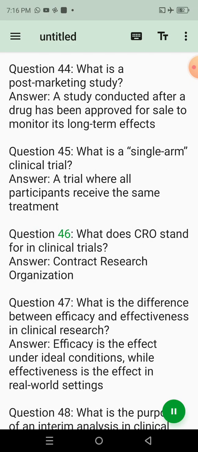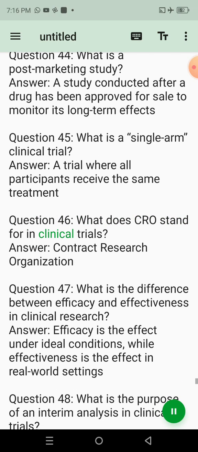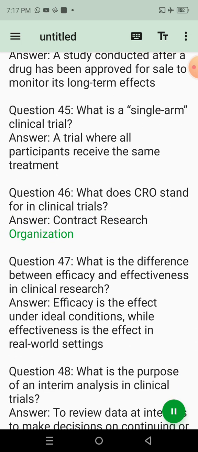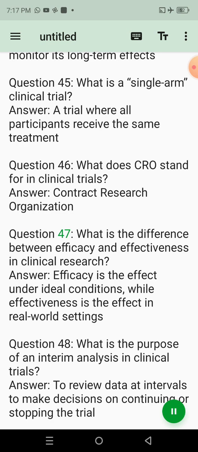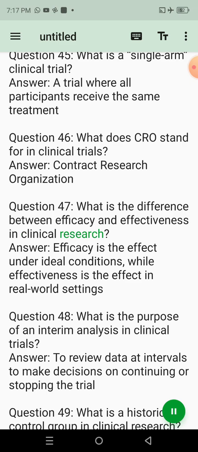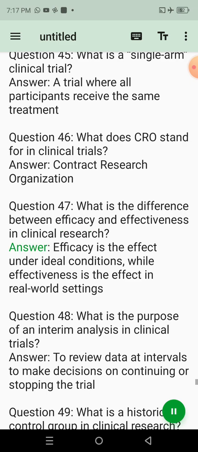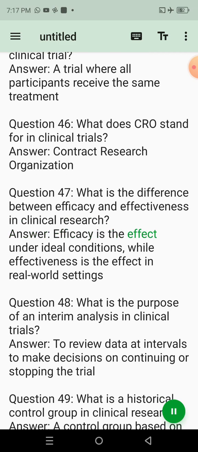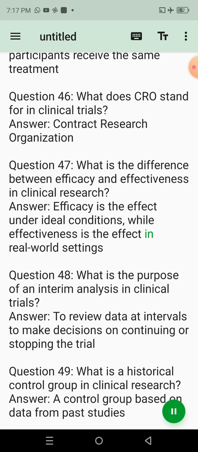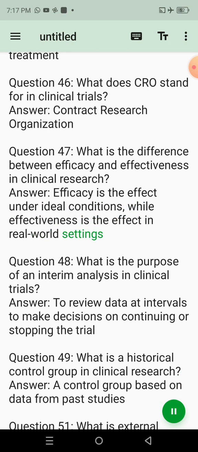Question 46. What does CRO stand for in clinical trials? Answer: Contract Research Organization. Question 47. What is the difference between efficacy and effectiveness in clinical research? Answer: efficacy is the effect under ideal conditions, while effectiveness is the effect in real-world settings.